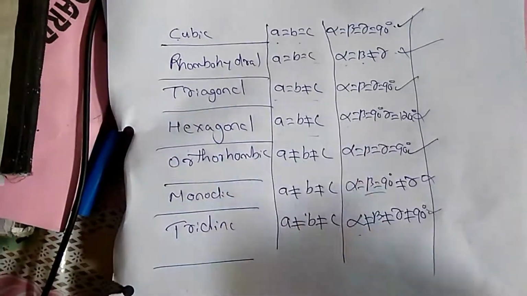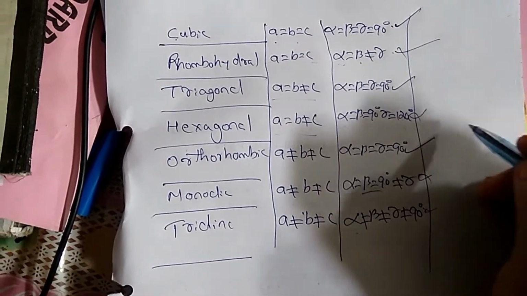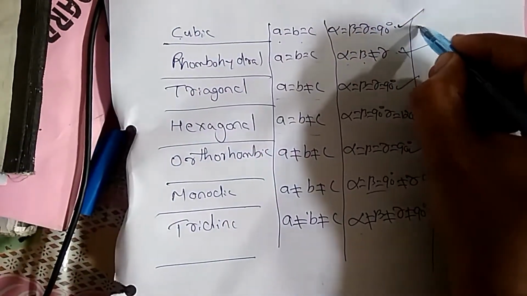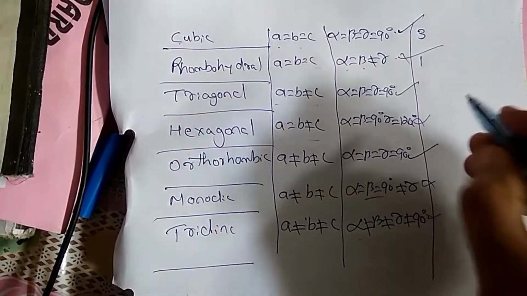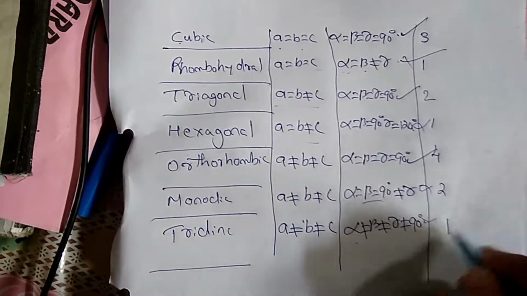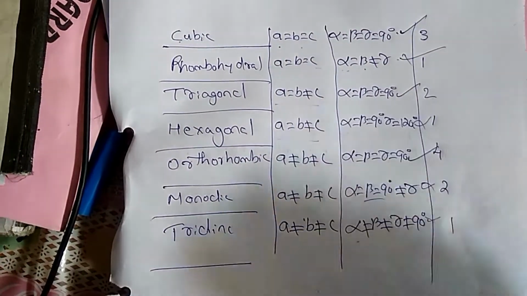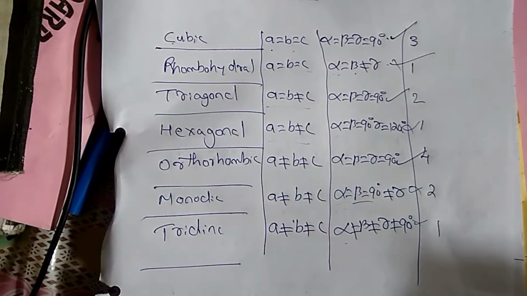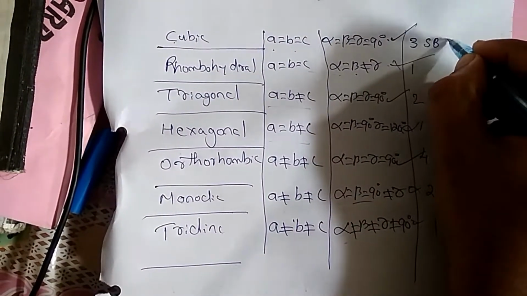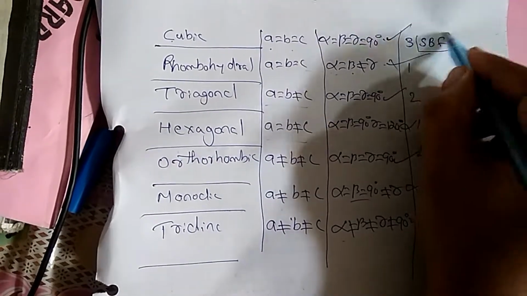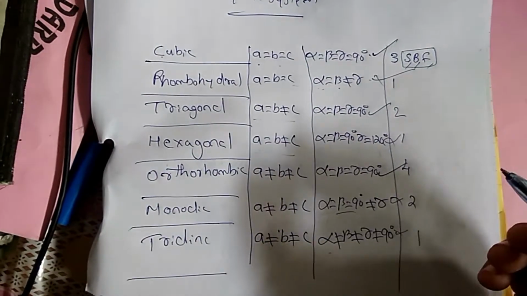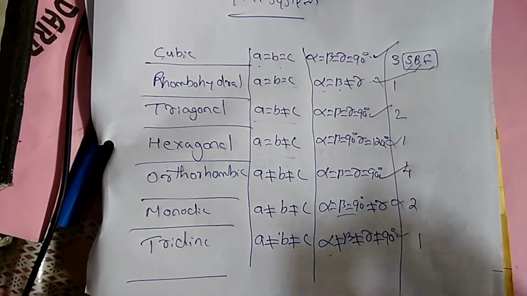Another important thing we have to remember is how many lattice types there are in each system. We have to remember 3, 1, 2, 1, 4, 2, 1, like a mobile number. 3 means we have simple cubic, body centered and face centered. So 3 types will be there: simple primitive structure, body centered structure, face centered structure.